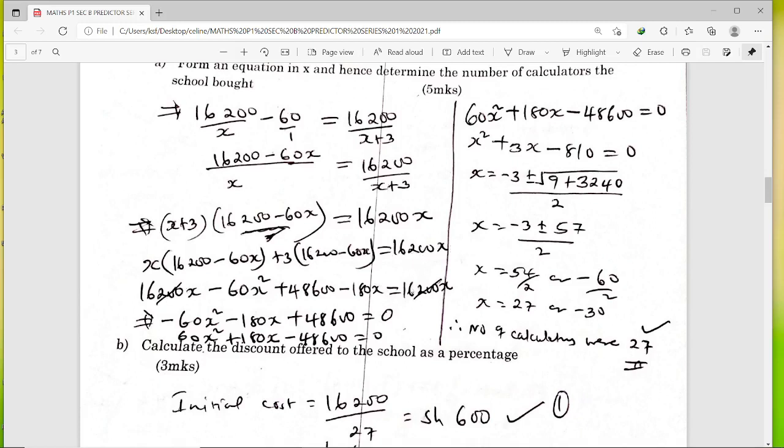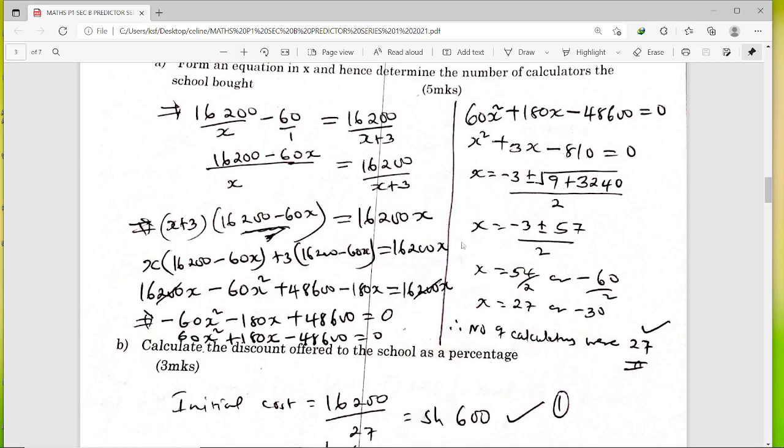So this and this will cancel, because if you take this to the other side, it will be 0 and will remain with negative 60X squared plus 48,600 minus 180X equals 0. So we divide by negative, you'll be having 60X squared plus 180X minus 48,600 equals 0. If you divide by 60 all through, you'll find X squared plus 3X minus 810 equals 0.